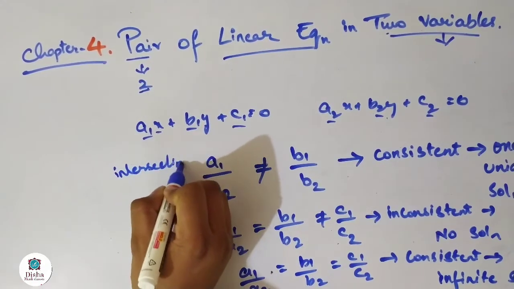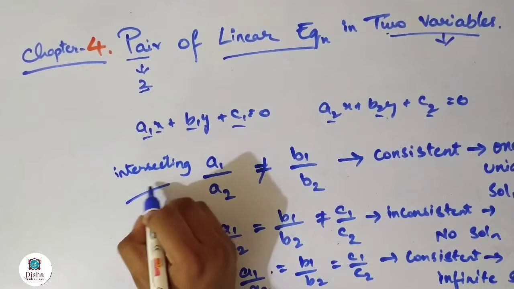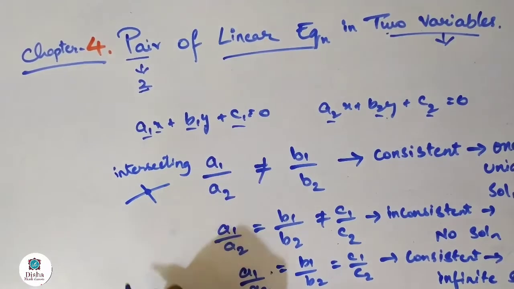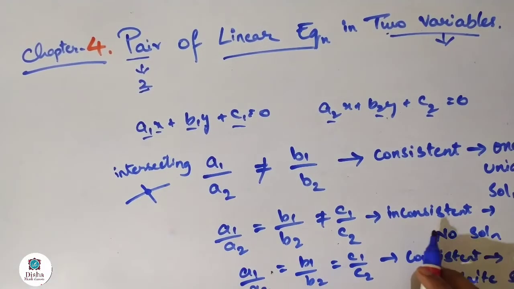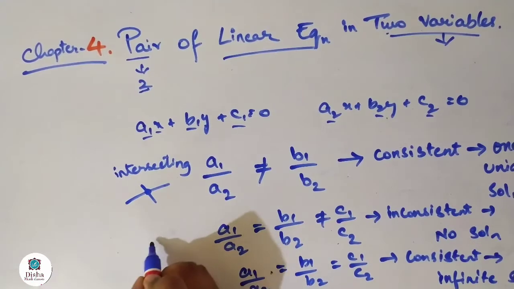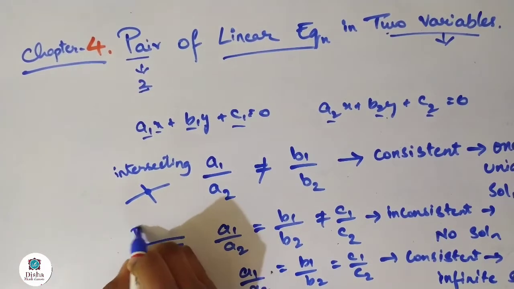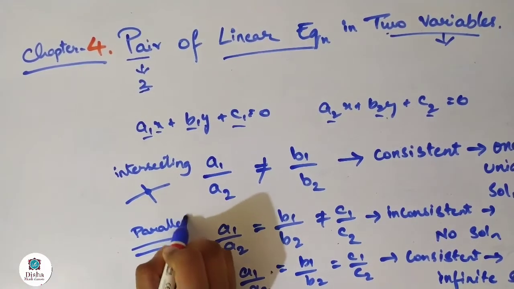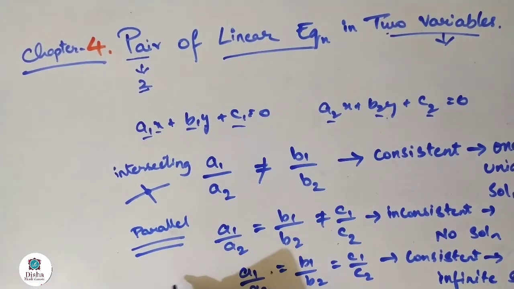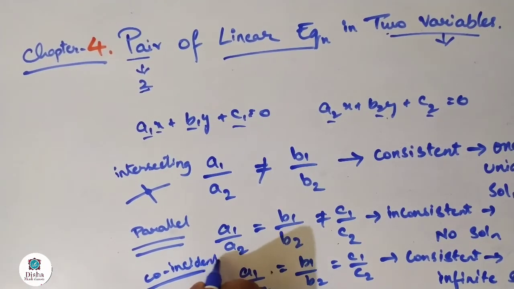Lines will be intersecting like this. This is the point of intersection, right? Inconsistent, with no solution, means lines are parallel. Third one, infinite solutions, means lines are coincident, which means they are one above the other.